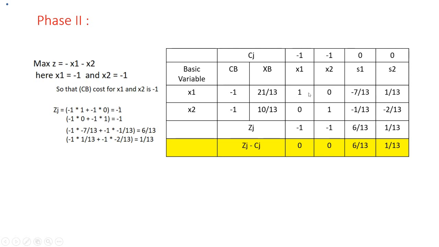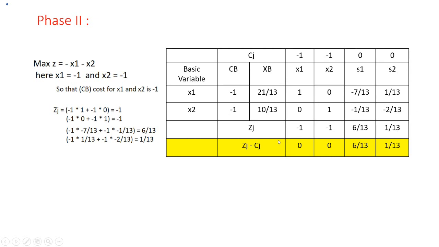How to find out Zj? 1 into minus 1 plus 0 into minus 1, so here we get minus 1. Again 0 into minus 1 plus 1 into minus 1, so we get minus 1. Again minus 7 by 13 into minus 1 gives 7 by 13, plus minus 1 by 13 into minus 1, so after performing this operation we get 6 by 13. Similarly for S2, 1 by 13 into minus 1 plus minus 2 by 13 into minus 1, so here we get 1 by 13.